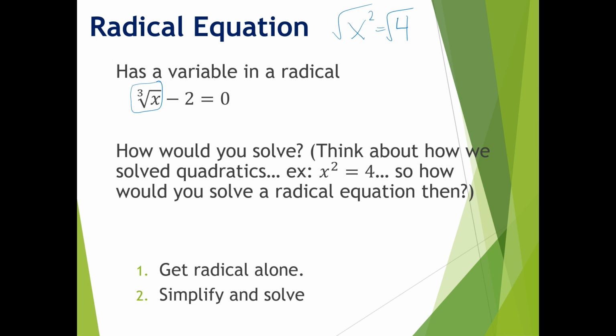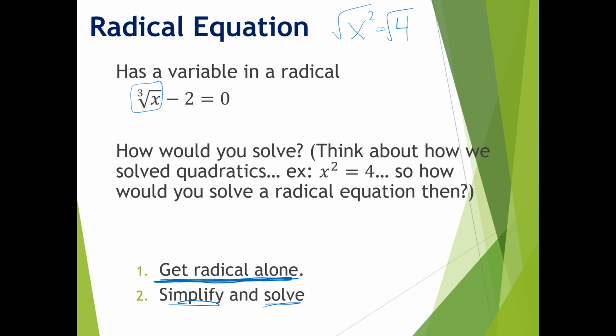So the directions for solving radical equations are fairly simple. The first one, and this is something that a lot of people always forget, you have to first get your radical alone. So whatever thing is inside the radical, that whole term should be alone with everything else on the other side. Then you can use these rules that we just learned, where a power and a root can cancel each other out, to simplify, and then you solve it, okay?